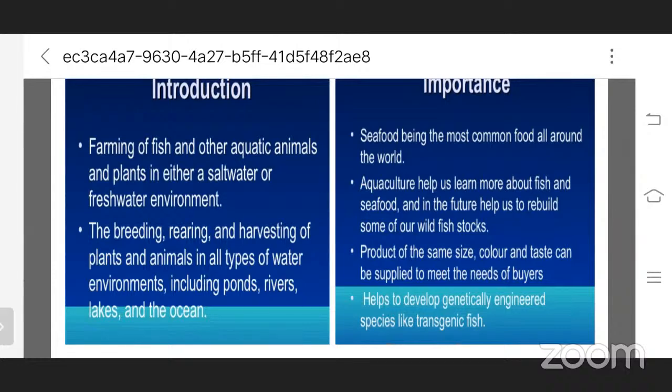So what is seafood? Seafood is restricted to the marine animals.